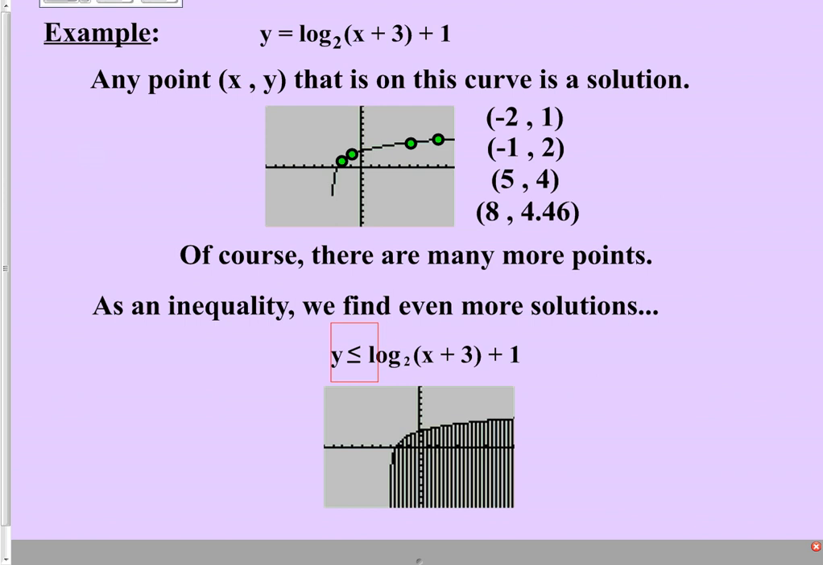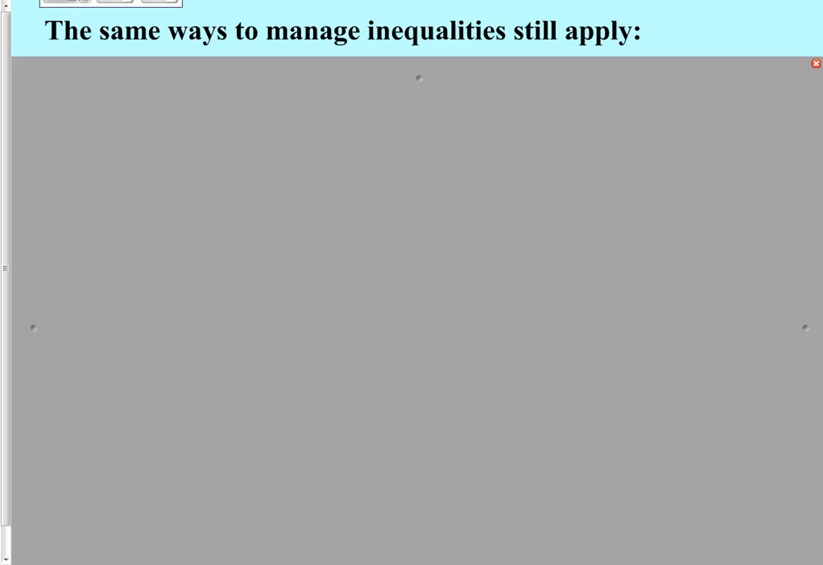And the reason it's shaded downwards is because the inequality says so. It says y is smaller than this curve. Well, the smaller values of y are downward from the curve, as always. Okay, now same drill. This ought to be sounding very, very old and very familiar to you. Okay, same ways to manage inequalities still apply.